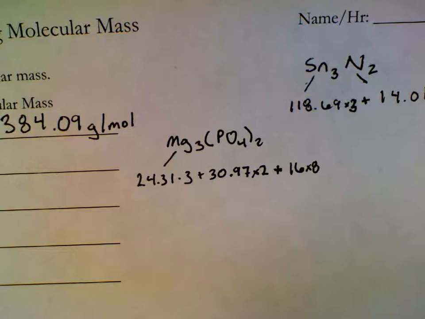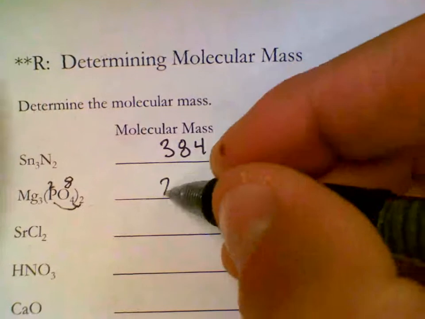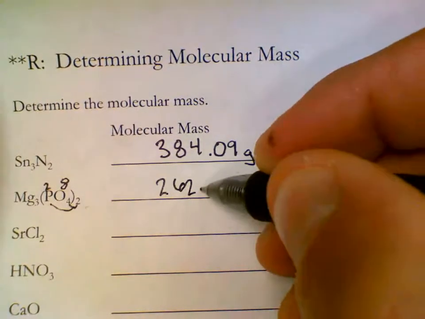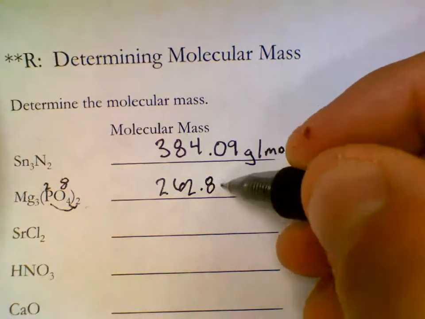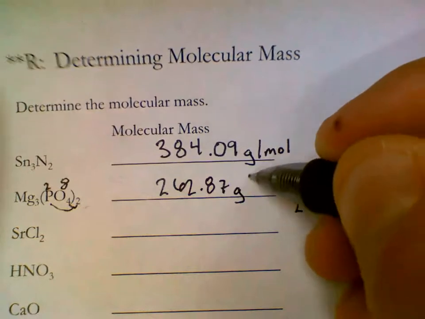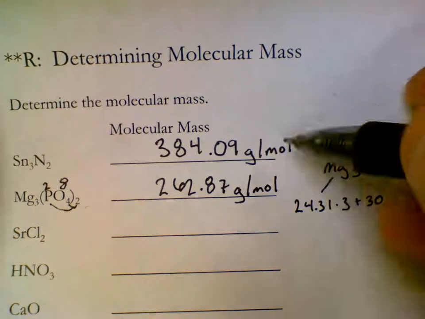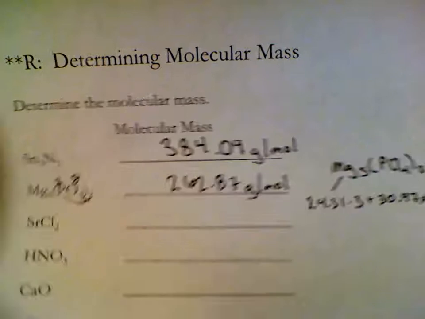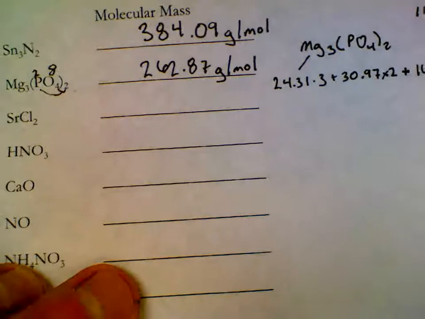Plug this all into the calculator. 24.31 times 3 plus 30.97 times 2 plus 16 times 8 equals a total of 262.87. And again, the unit, which is important, is grams per mole. We're not going to round these numbers at all. We're going to use them straight up, whatever they happen to be.